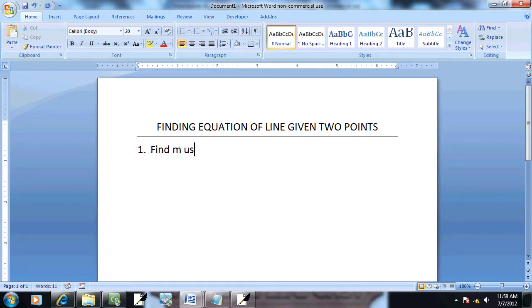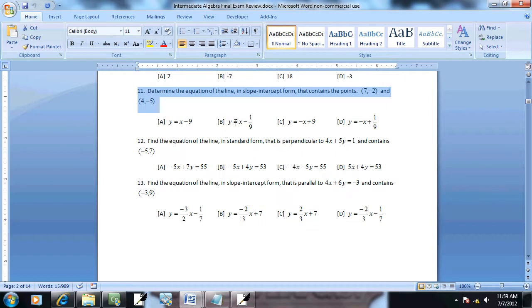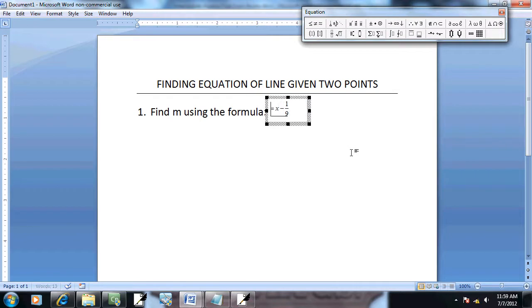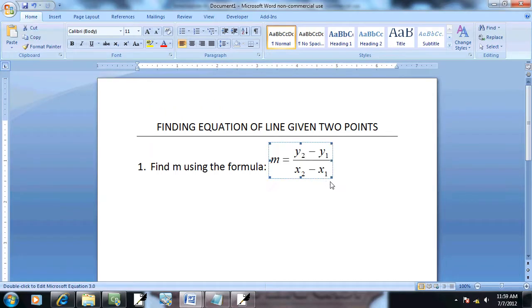Step 1, find m using the formula: m equals y2 minus y1 over x2 minus x1.